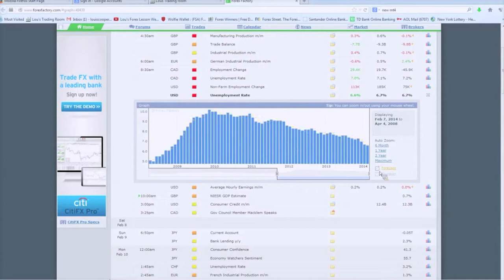And let me untick this box, and you'll see something here. These are the actual numbers of the releases. And if you click the forecast box, you can see what they thought was going to happen versus what actually happened. So you can see in the last three reports, they forecasted a higher number. But if you look at the blue bar, the histogram, you see we got a lower number.